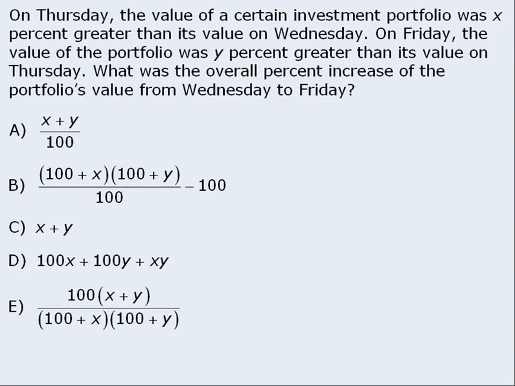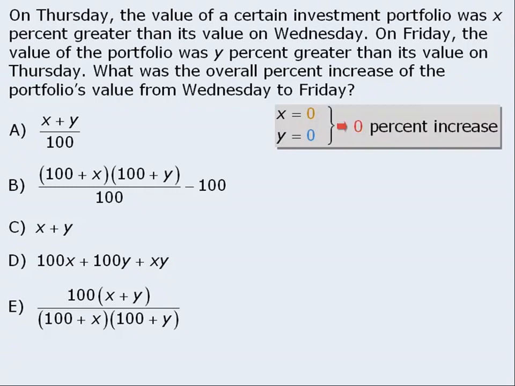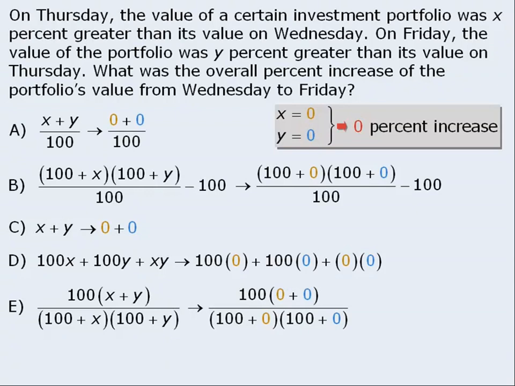We'll begin by breaking our rule about choosing 0 as a plug-in value, and we'll see what happens when x and y both equal 0. In other words, the portfolio increased 0% from Wednesday to Thursday, and it increased 0% from Thursday to Friday. This would result in a 0% increase from Wednesday to Friday. From here, it should be apparent within a matter of seconds that when we plug in 0 for x and y and perform the necessary mental calculations, every expression yields the target output of 0%. So the test makers have obviously predicted that we might try such a shortcut, and they've designed answer choices such that we made no progress here.